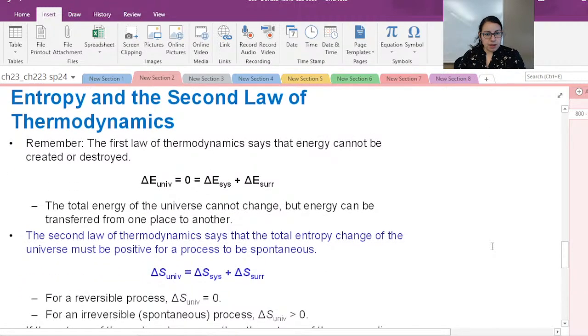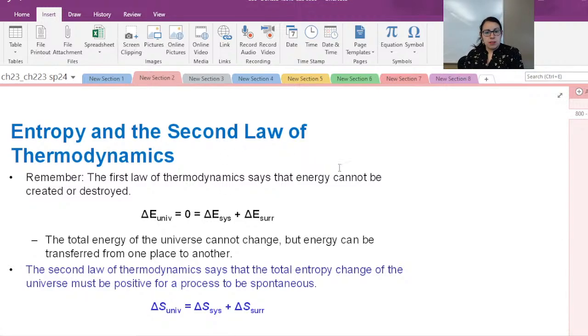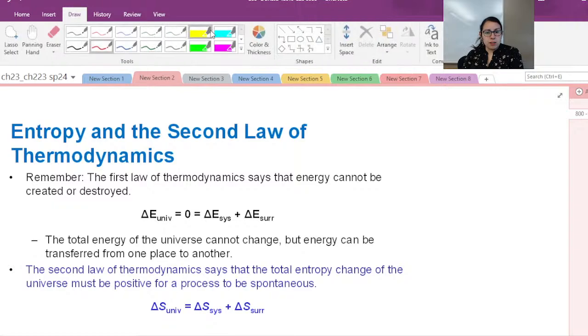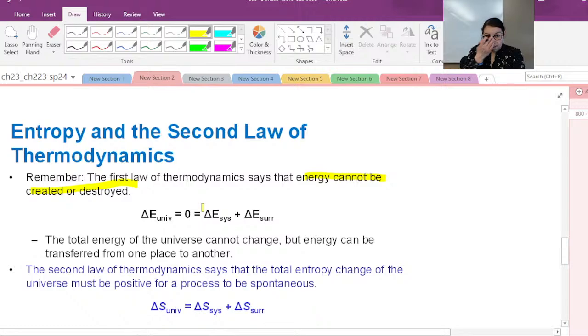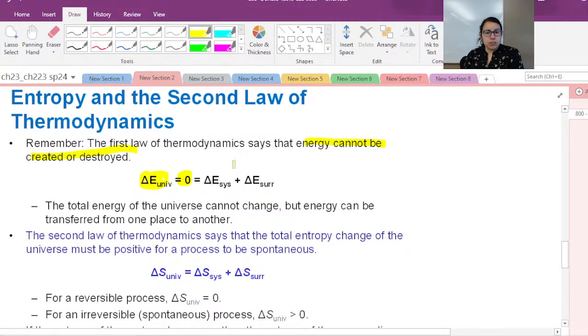And so now let's get back into our laws of thermodynamics. First law of thermodynamics, we remember: energy cannot be created or destroyed. So that was key with our endothermic and exothermic reactions. The energy had to come from the surroundings or go to the surroundings. And so that's shown here. Our total energy change in our universe is 0. Energy was always exchanged between our system, which was our chemical reaction, and then everything else is our surroundings.